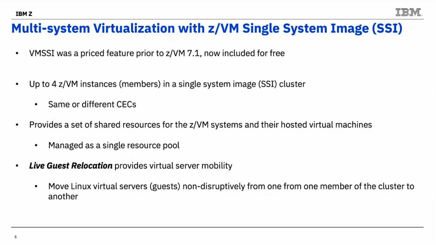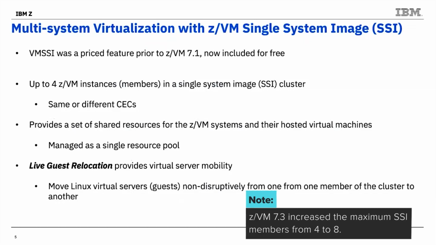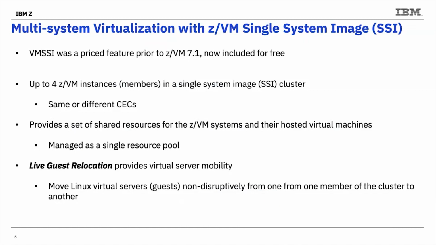So SSI allows us to take up to 4 z/VM instances and combine them into a single SSI cluster. Now they can be different LPARs on the same CEC, or they can be 4 entirely different CECs, or any combination in between. Now I've got a whole chart on the key advantages of SSI, but really what this allows us to have is a set of shared resources among a cluster of z/VM systems, which makes management of the multi-VM environments easier. It makes resource allocation and management easier. And it actually enables us the ability to move a live running Linux guest from one VM instance to another without taking an outage to our guests.